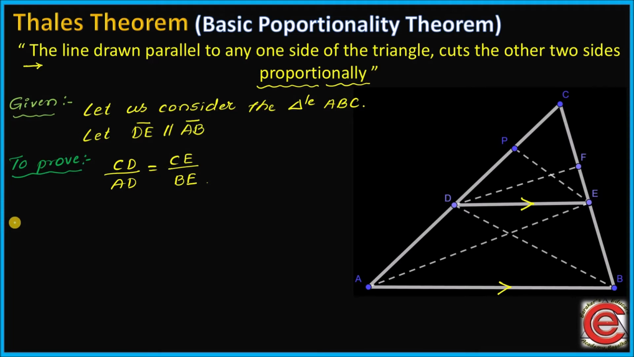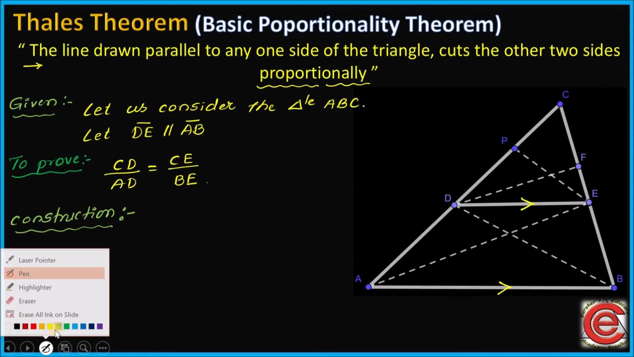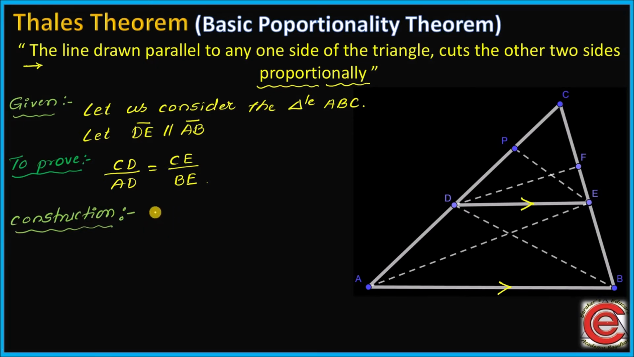So how to give the proof? Before going to the proof, we need to consider the construction part. We need to make some small changes which are helpful to prove the theorem. The first change I am making is joining the points BD and AE. First, join BD and AE. Now the second one is, let us draw the perpendicular EP to the line CD or CA. So EP is the perpendicular to the line CD or CA.